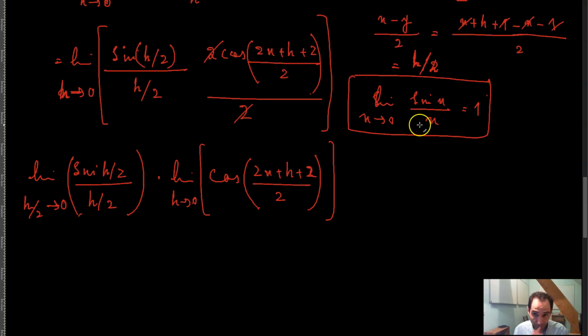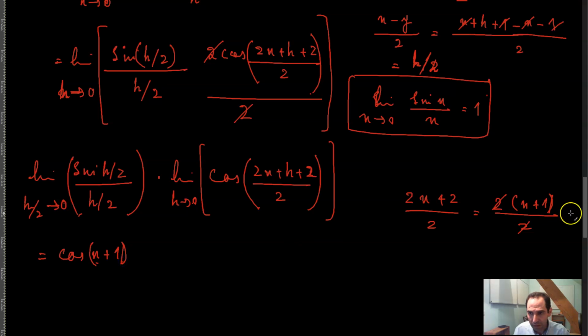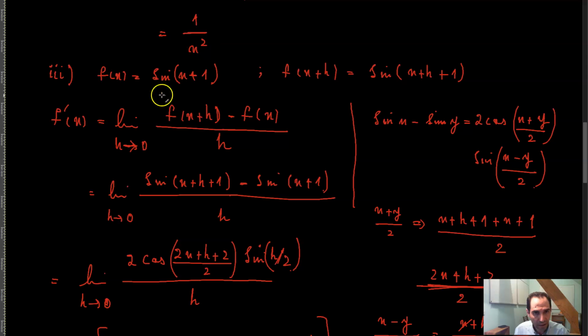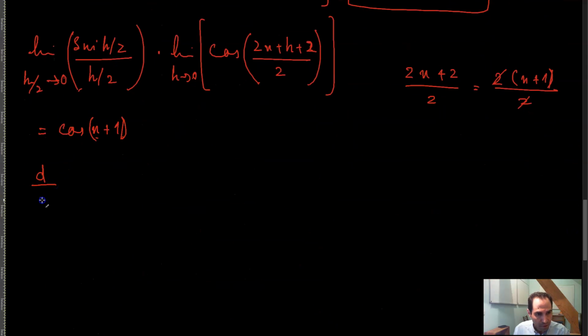Now this is equal to 1 because the limit of sine of x by x as x tends to 0 is equal to 1. And as h tends to 0, this becomes 0, so you have 2x plus 2 divided by 2, which is equal to 2 times (x plus 1) divided by 2. Cancel these two out, you get x plus 1, so this becomes cos of (x plus 1), right? So that means that d by dx of sine of (x plus 1) is actually equal to cos of (x plus 1).